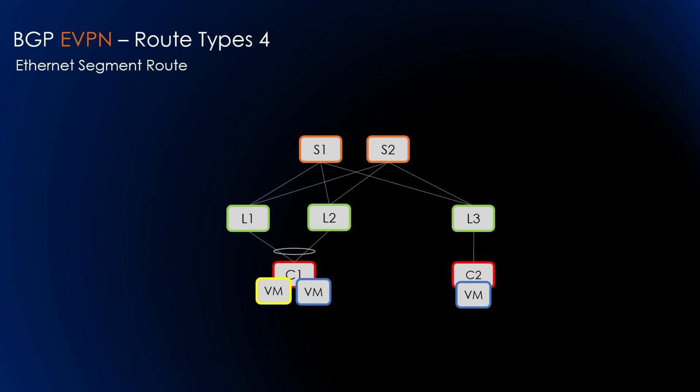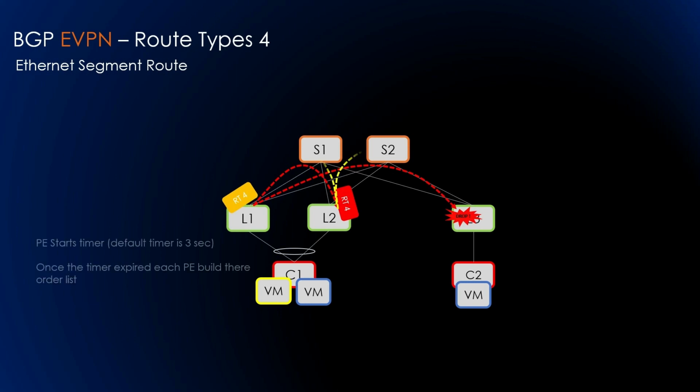In the default procedure for DF selection, when a PE discovers the ESI of the attached Ethernet segment, it advertises an Ethernet segment route associated with the ES-Import extended community. So leaf 1 advertises to leaf 2 and leaf 3. Leaf 3 will drop it because the ES-Import does not match its Ethernet segment. The same is done by leaf 2, which will send it to leaf 3 and leaf 1. Once they discover each other, the PE then starts a timer. The default timer is 3 seconds, to allow the reception of Ethernet segment routes from PE nodes connected to the same Ethernet segment. This timer should be the same across all the PEs connected to the same Ethernet segment.